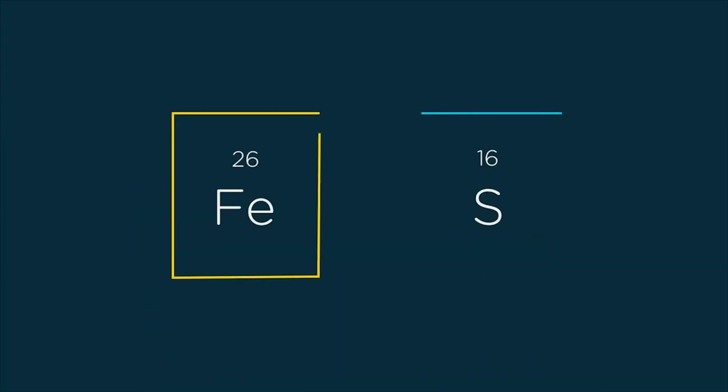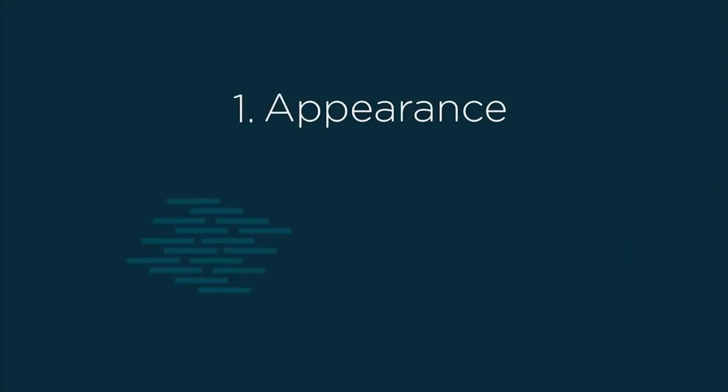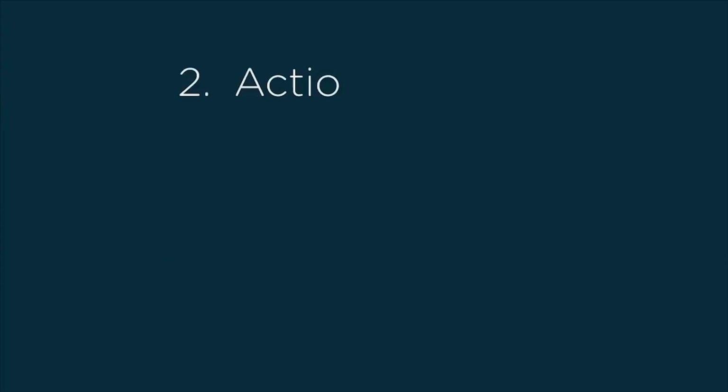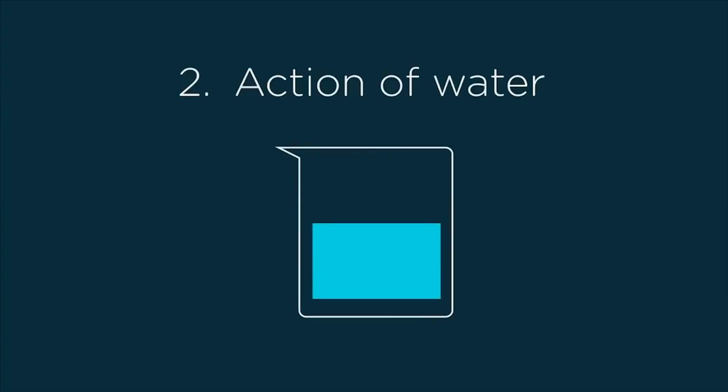Through the rest of the lesson, the two elements iron and sulfur will serve us as examples. We will perform 4 tests. Test 1. Let's check the appearance of the elements. This is simple. Iron filings are dark gray crystals, whereas sulfur is a bright yellow powder. Test 2. Action of water. You will see that in water, iron sinks and sulfur floats.